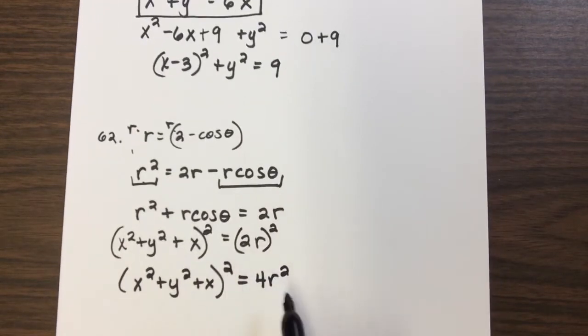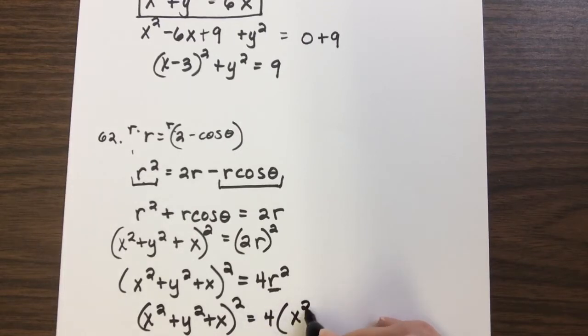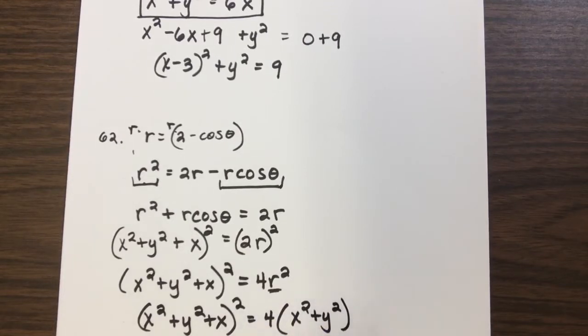Alright, and now I know that r squared is x squared plus y squared, so this thing is just going to be x squared plus y squared plus x. That whole thing is squared equals 4 times x squared plus y squared. Everything's in terms of x and y, and I am good to go.